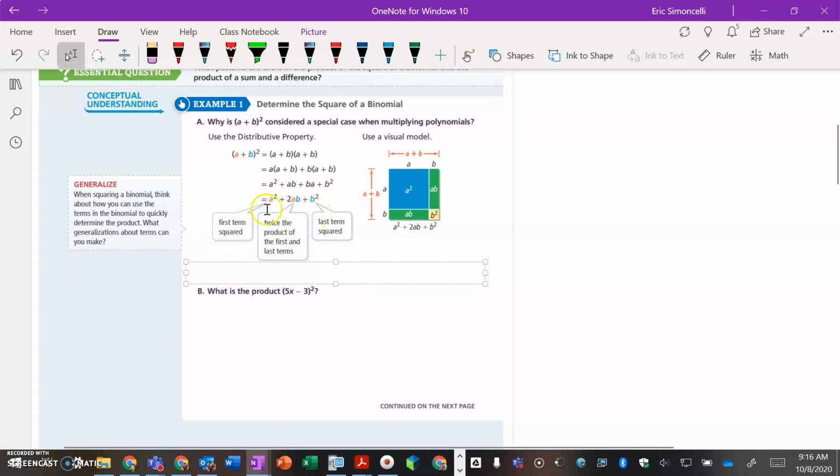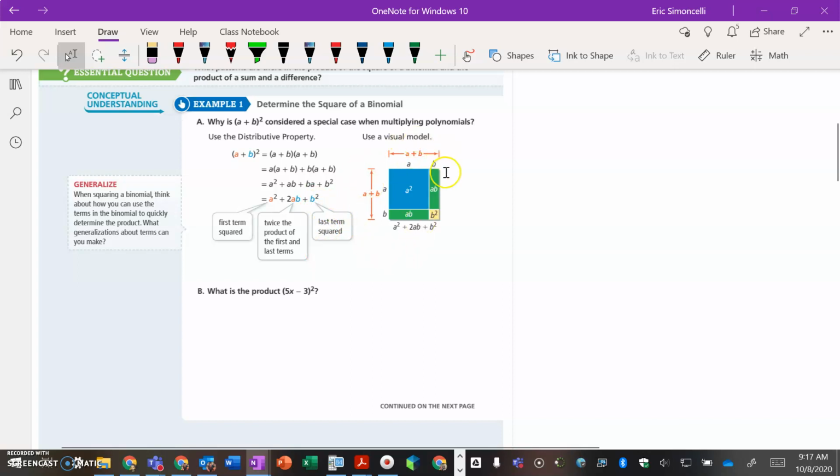The first term squared, a squared, then twice the product of the first and last terms, so 2 times those two terms, the outside and inside in the FOIL context, if you think about it that way. And as they describe it, the first and last terms, which is also an acceptable way to look at it, as we remember from foiling and also distributing. And then the last term squared, which is simply b squared.